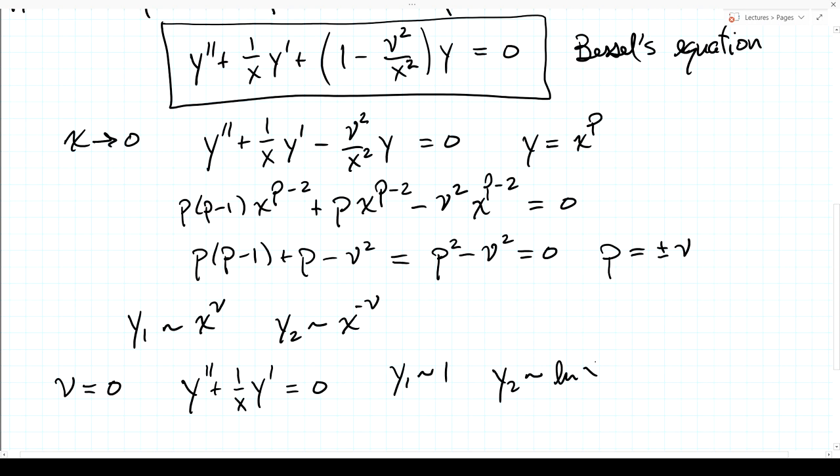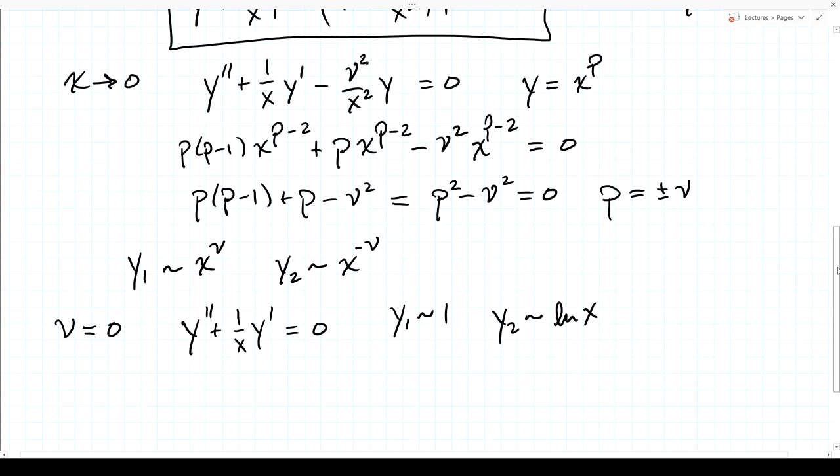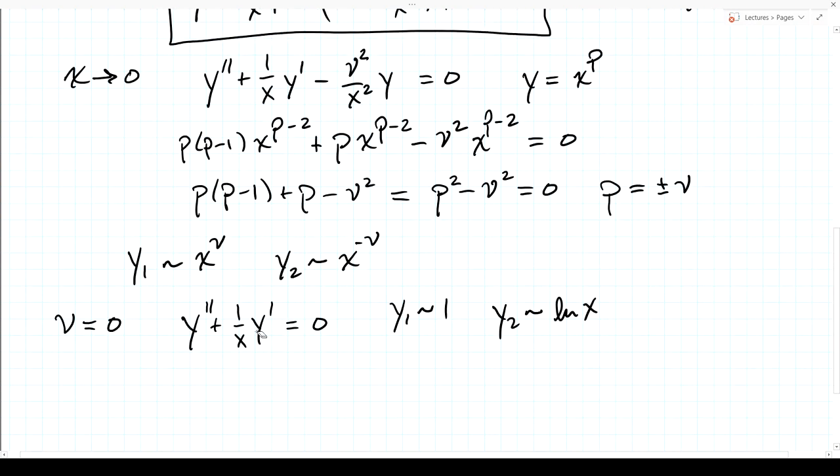And why is that? Because the derivative of the log x is 1 over x. So this would be 1 over x times 1 over x, right? And the derivative of 1 over x is minus 1 over x squared. So minus 1 over x squared plus 1 over x times 1 over x is indeed equal to 0. So for the special case of nu is equal to 0, it looks like we'll get two solutions, one of which will behave like a constant for small x, and the other like a logarithm.